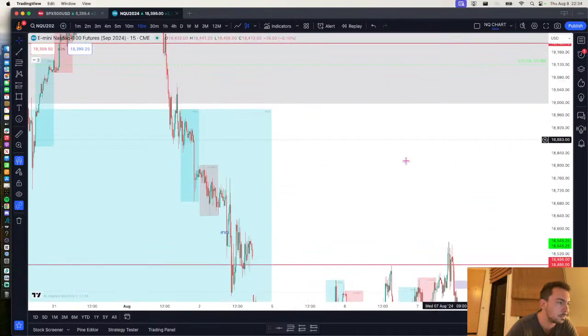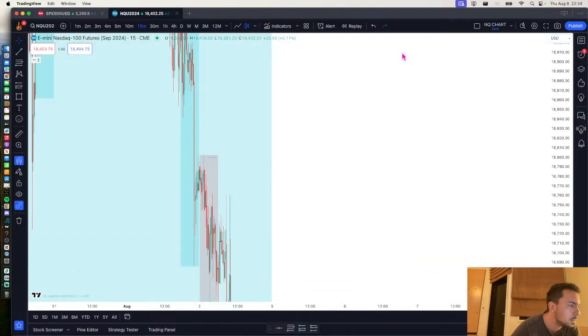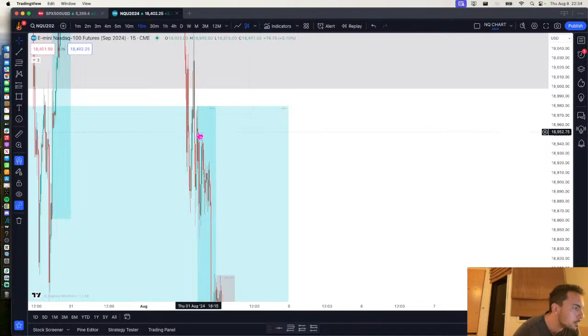I just found a nice set of equal highs here, I think. Did I? 18,761.50, and this is 18,761, so those are not. But these might be. No, they are not. There are some right here, though. Look at this. So these formed in Asia.